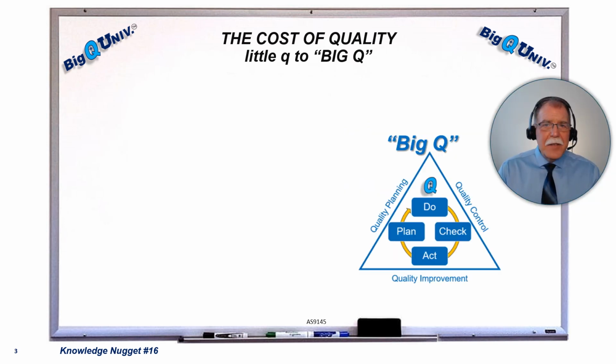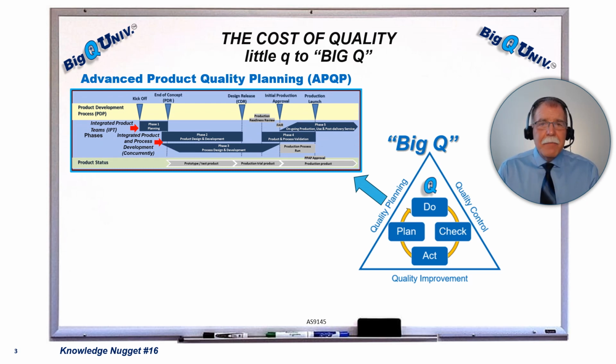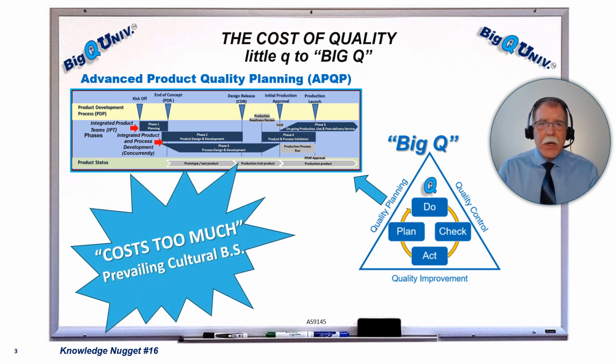In our previous Knowledge Nugget edition, we discussed one of the 3 big Q quality management universal processes called quality planning. And during that discussion, we introduced a predictive and preventive quality planning approach called advanced product quality planning. Now, unfortunately, in industries today, there are still organizations and individual leaders that believe that this big Q quality management approach to quality planning costs too much money.